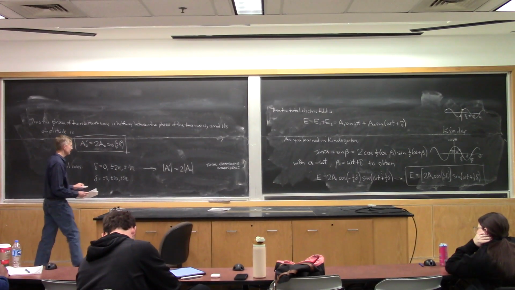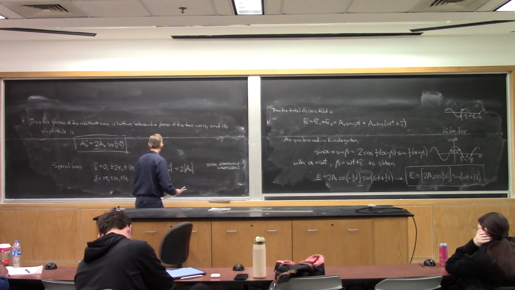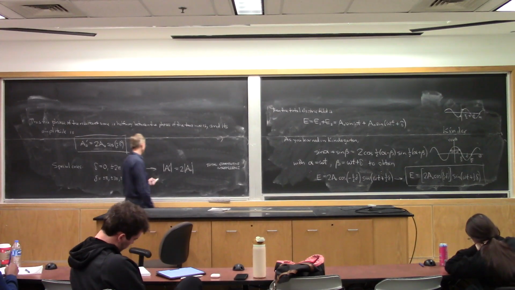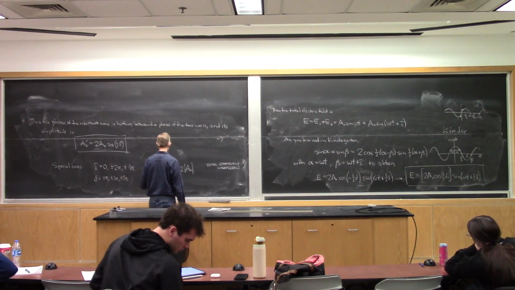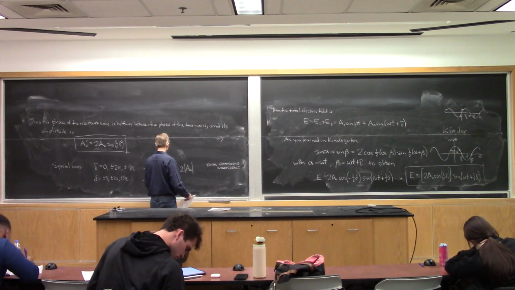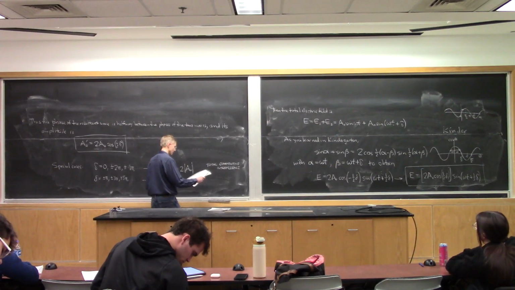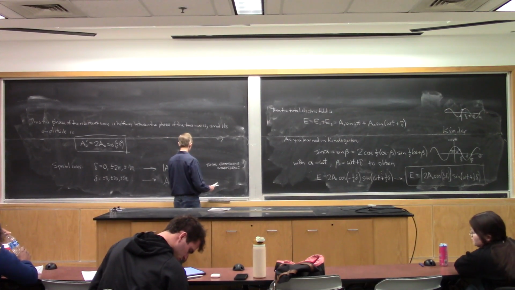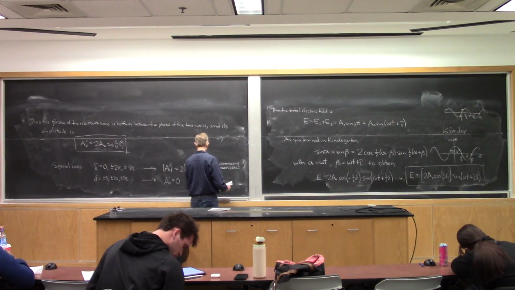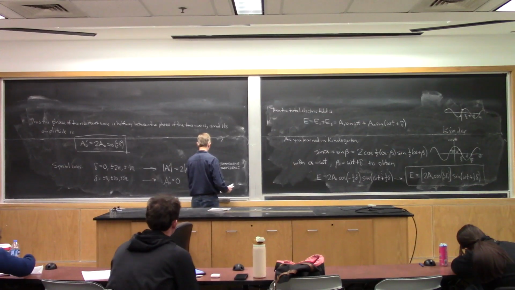Right? So here, these are all the values where cosine is 0. Cosine of half delta is going to be 0 for those. So in that case, A naught prime is equal to 0. No signal. Total destructive interference.